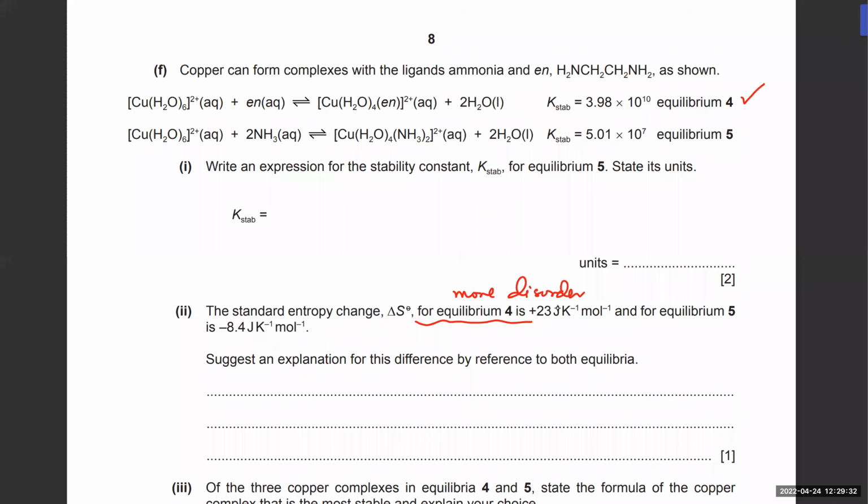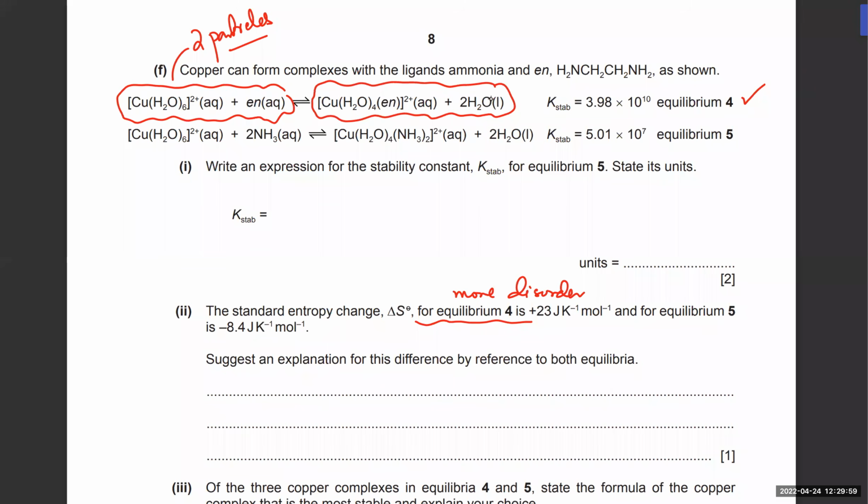So in this one, you've got more disorder. So the question is, why do you have more disorder? The reason is, before, how many particles did you have? You had 2 particles, an EN molecule and a complex. And after the reaction, how many particles do you have? You have 3 particles, 3 ions or molecules. So that means there's an increase in disorder. So that's why it's plus. Okay, is that clear? Yes.